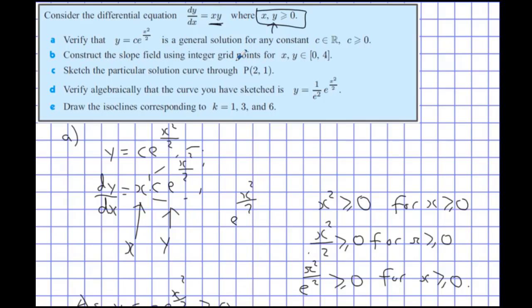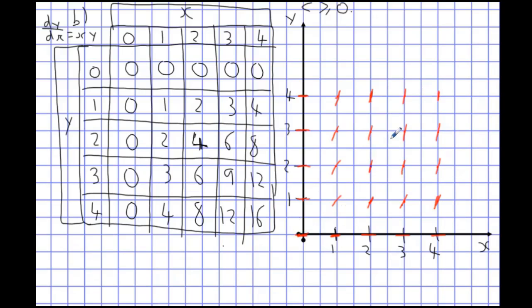Okay, part C. Sketch the particular solution curve through P2, 1. Okay, so we go to the point 2, 1, and then we sketch the particular solution by following the slope field. So we have not that many points. It took quite a while to do, but if you think that the more points, so say we'd gone every half instead of every 1, we'd have a much more detailed slope field, but it would take a lot longer and would be impractical to do so by hand. It was pretty much impractical anyway.